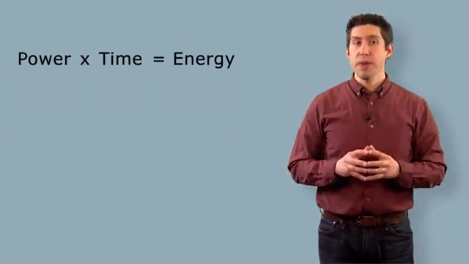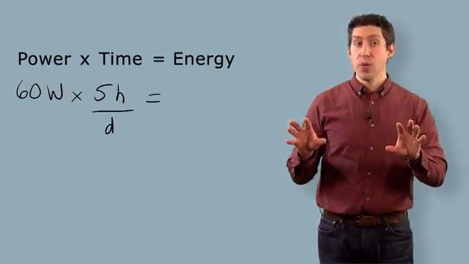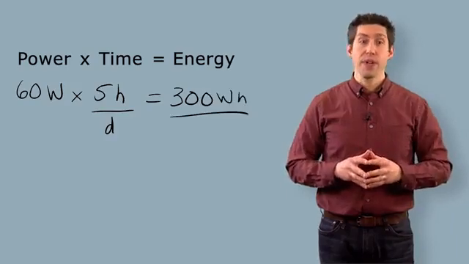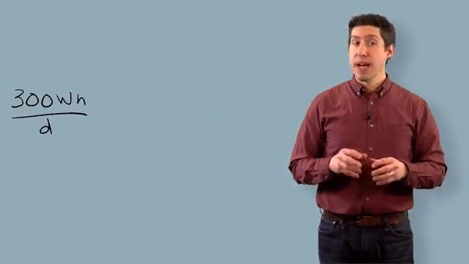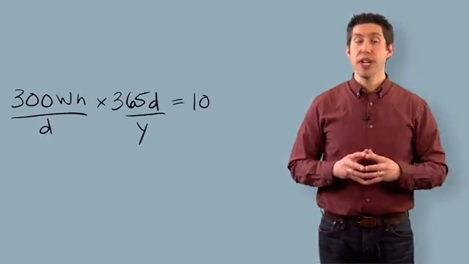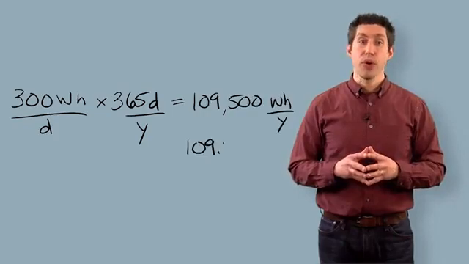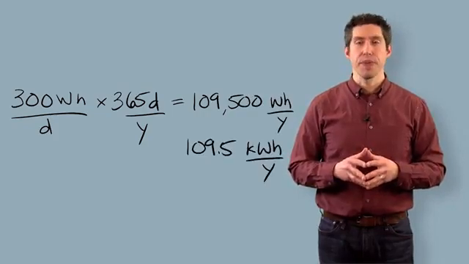So, for example, a 60-watt light bulb that's used for 5 hours per day would use 300 watt-hours per day. And if it's used 365 days per year, it would consume 109,500 watt-hours per year, or 109.5 kilowatt-hours per year.